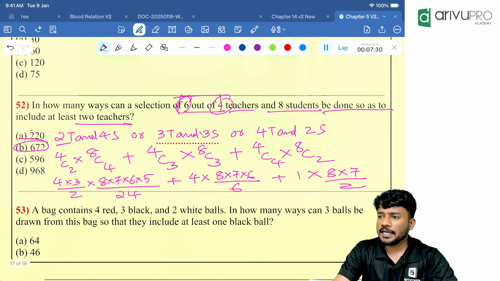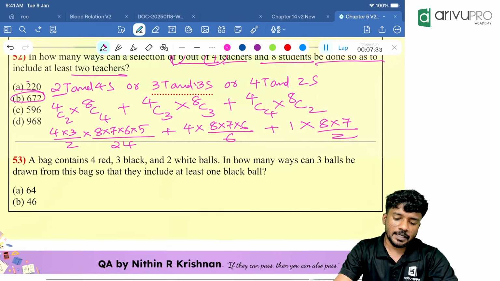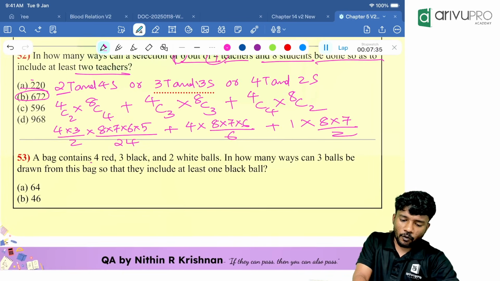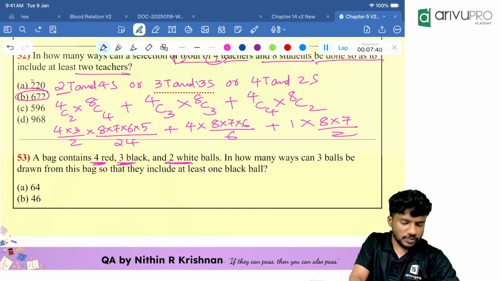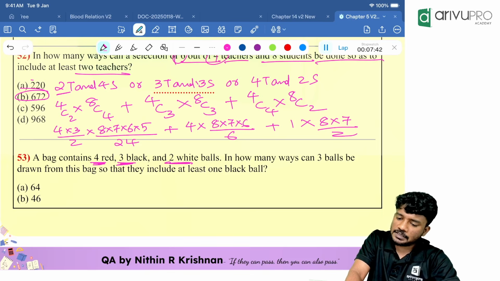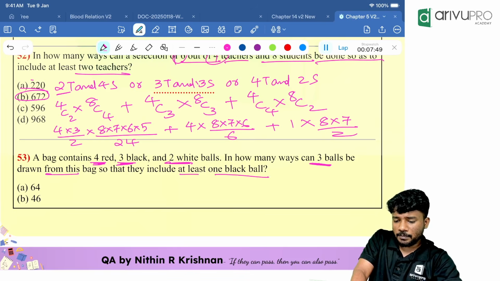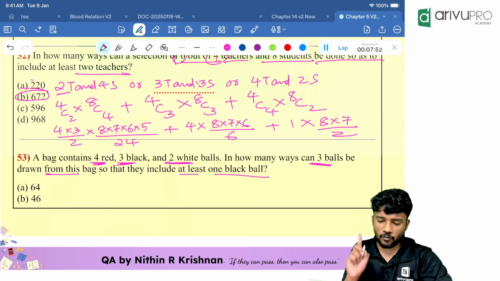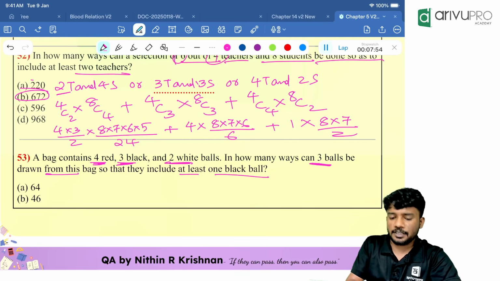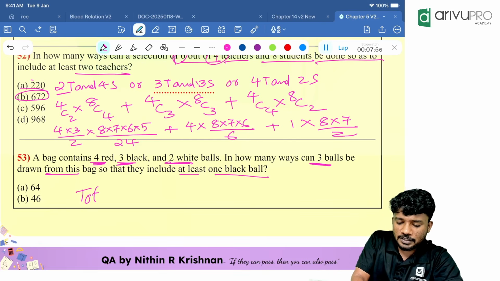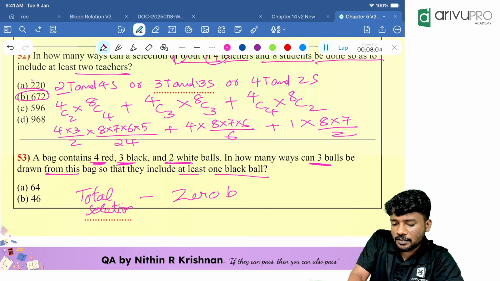53rd question, everyone can have a look. A bag contains 4 red, 3 black and 2 white balls. In how many ways can 3 balls be drawn from this bag so that they include at least 1 black ball? At least minimum 1 black ball should be there. So shortcut we can use, that is nothing but total selection minus selection with 0 black.